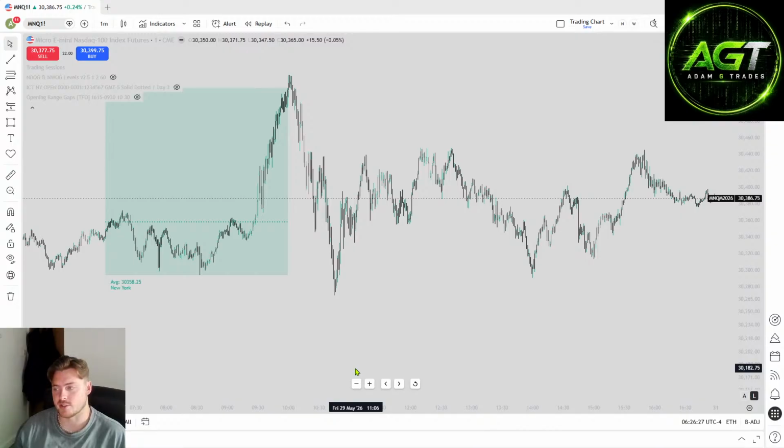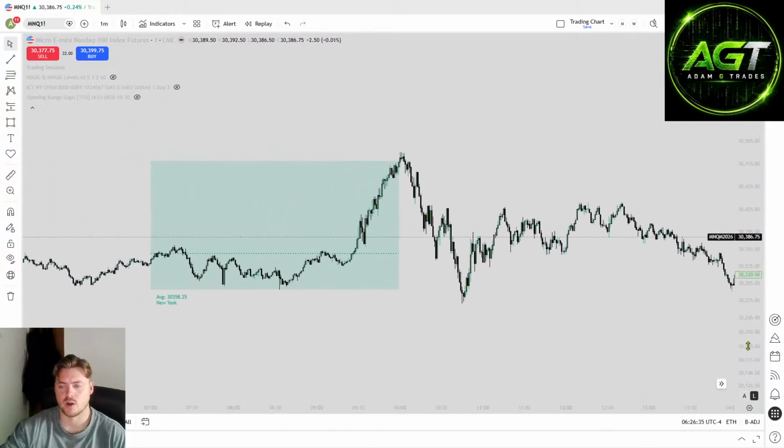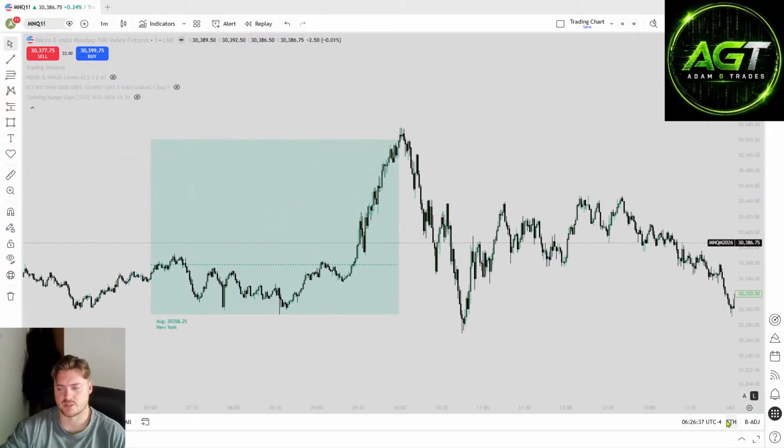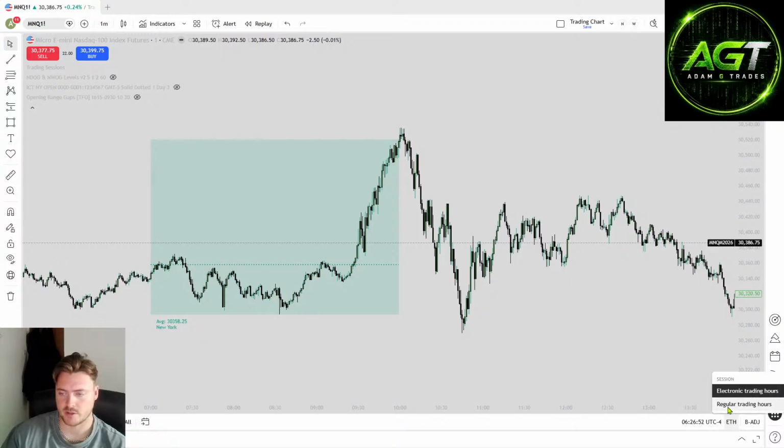You're not going to know what that is yet because I haven't talked about it. But an opening range gap, this is the time where we refer back to the first video where we looked at the difference between extended trading hours, electronic trading hours, and regular trading hours. So opening range gaps use regular trading hours. I have an indicator for this that I use. I'll go into it and show what it is.